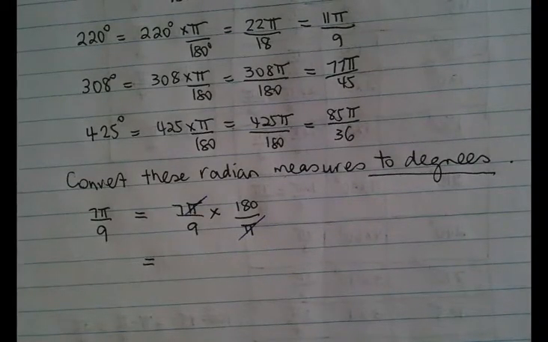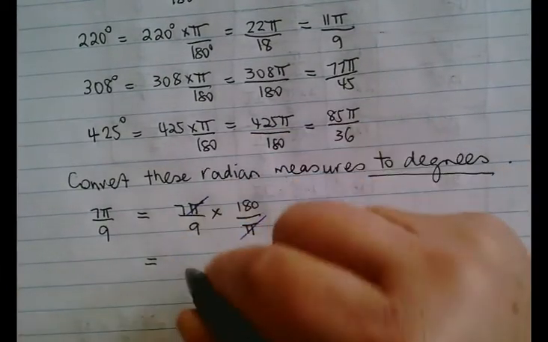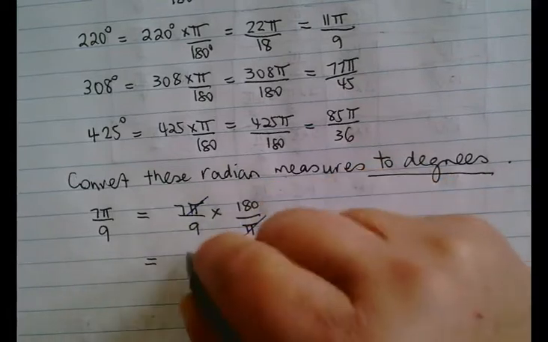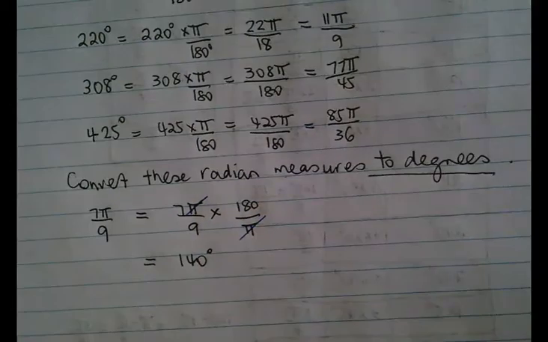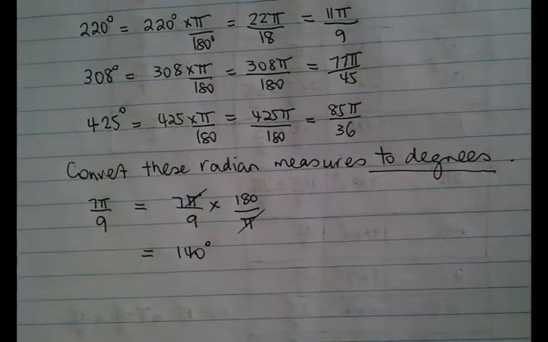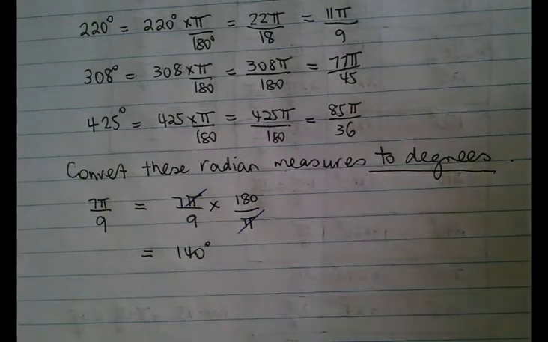Oh, yeah, because 9 into 180, good. 9 goes into 180 20 times. So it's 7 times 20, 140 degrees. And that makes sense, because isn't 7/9 almost 1 whole, 1 pi? And 1 pi is 180 degrees. So you would expect your answer to be getting close to 180. Not too close, but that's right.